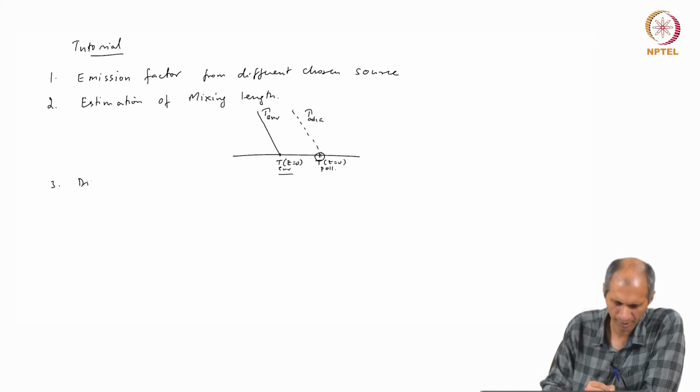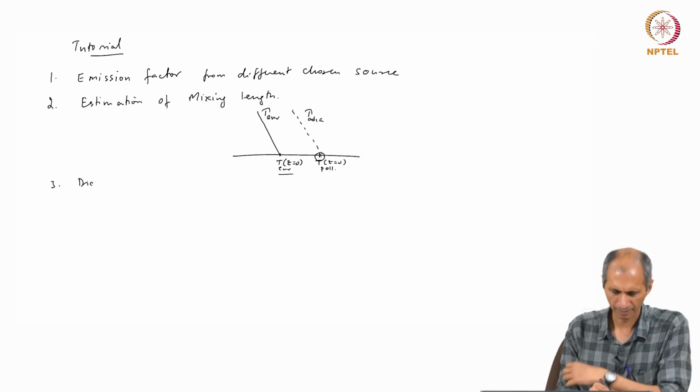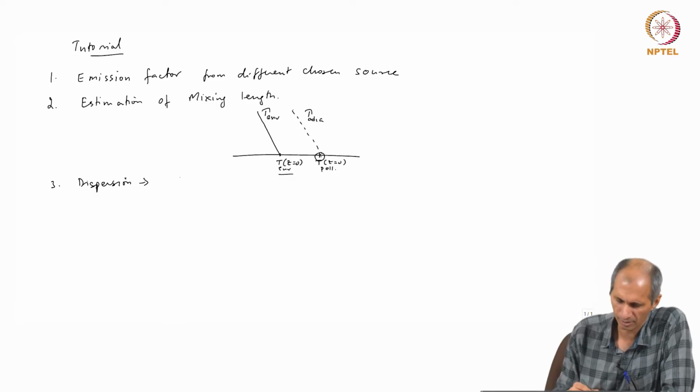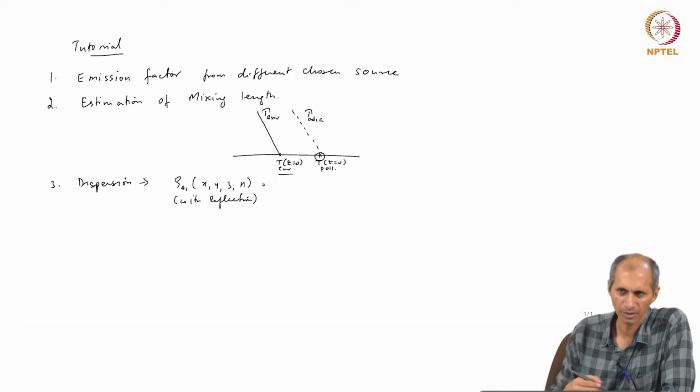The next is a dispersion exercise. You start with the full form of the Gaussian dispersion equation, which has x, y, z and h. We have this full equation with reflection, and this example we did in class. You start with that and then reduce it.